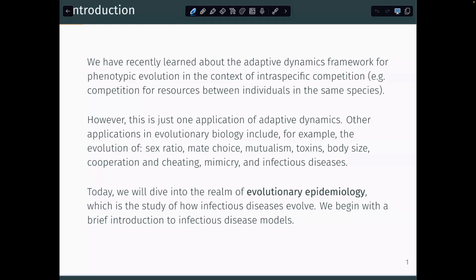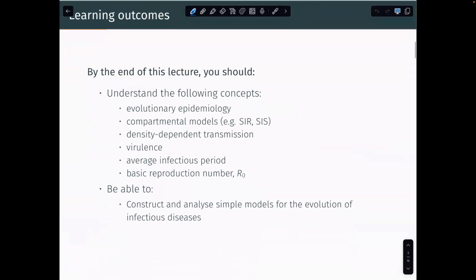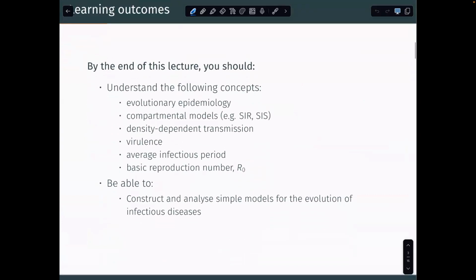This all comes under the realm of something called evolutionary epidemiology. So epidemiology, the study of diseases, or in this case, infectious diseases. And so we're going to be thinking about how do these infectious diseases evolve, okay? So we're going to start with a bit of an introduction about infectious disease models.